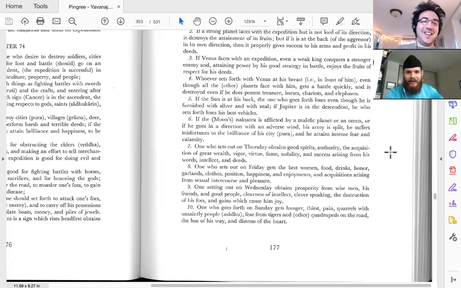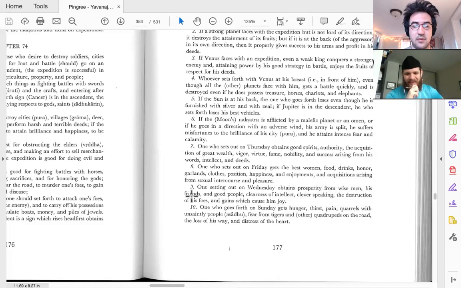Okay. So then he starts with Thursday instead of Monday, but he does do all the days. That was weird, wasn't it? So he sets out on Thursday, Jupiter day. It's good stuff. Friday's good stuff for women and clothes and sex. Wednesday, Mercury, he obtains prosperity from wise men, and so on. Sunday, though, gets hunger and thirst and pain and quarrels, because again, the sun is more malefic for this author.